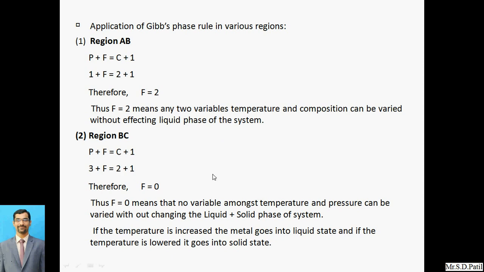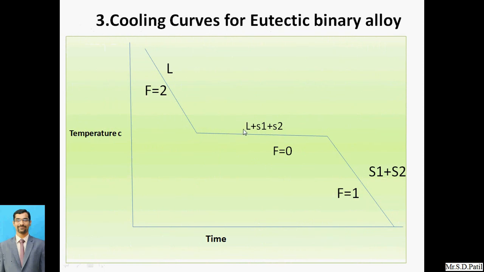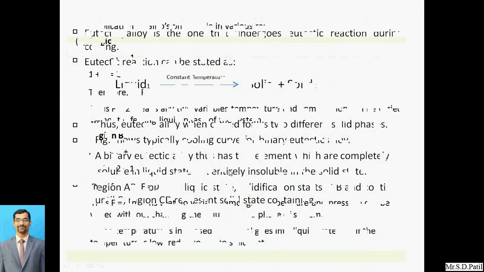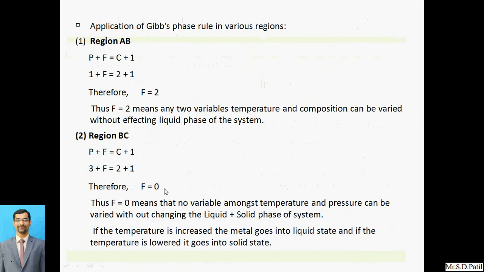Why are the phases 3? Once again I will tell you, the phases are 3 because in this particular zone we are getting 3 phases, that is the liquid plus 2 different solid phases. When we solve, we get the degree of freedom equal to 0. The 0 means no variable amongst temperature and pressure can be varied without changing the liquid plus solid phase of the system. If the temperature is increased, the metal goes into the liquid state, and if the temperature is lowered at this particular phase, it goes into the pure solid state.